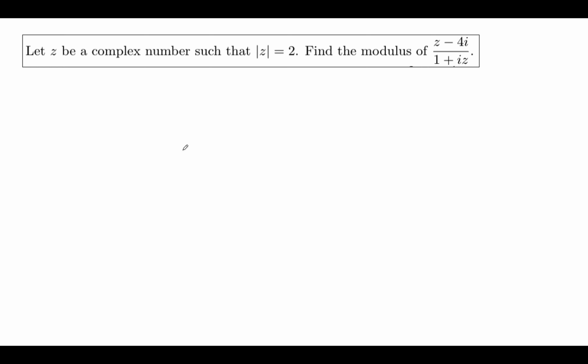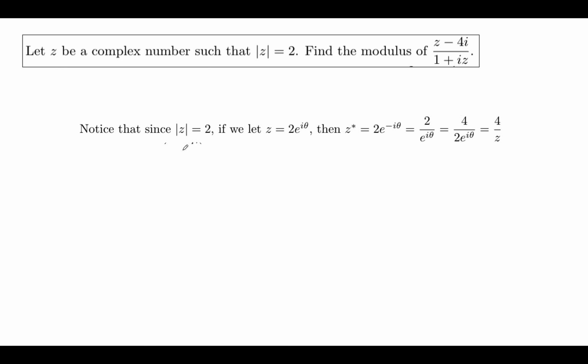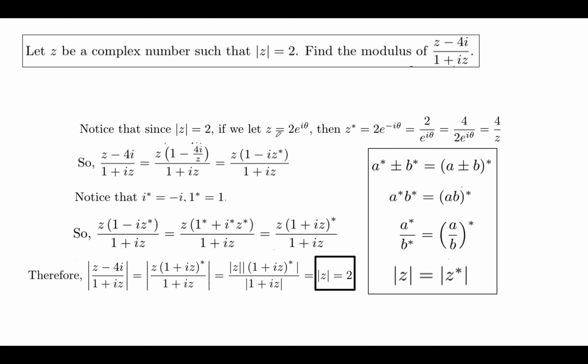Okay, so we first notice that since the modulus of z is equal to 2, we can simply let z equal 2e^(i theta), and we get the conjugate of z to be 4 over z. And then we can take out the factor z from the numerator, and with this 4 over z term over here, we can replace it with z conjugate. And then we continue to use some properties and notice a few more things, and we realize it will reduce very nicely to the modulus of z, which is equal to 2. So you can pause the video for a while and take a look at all these steps and try and get how each step leads to the next.